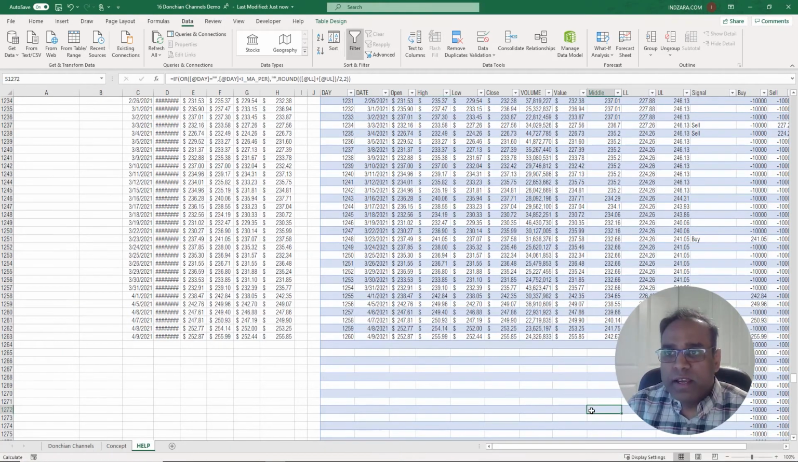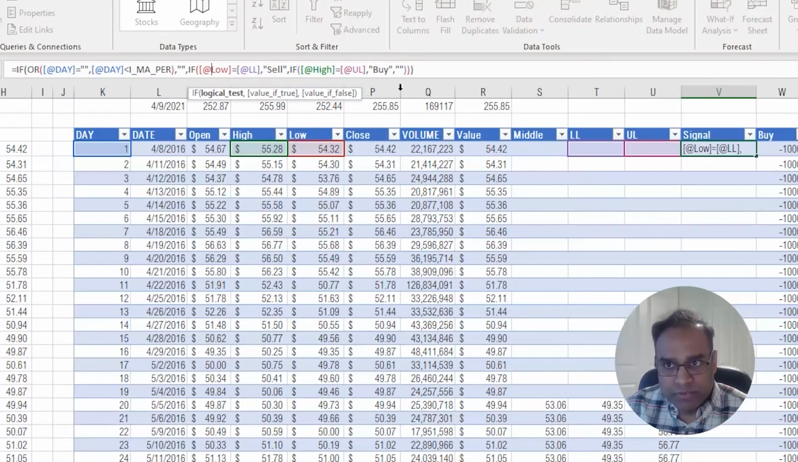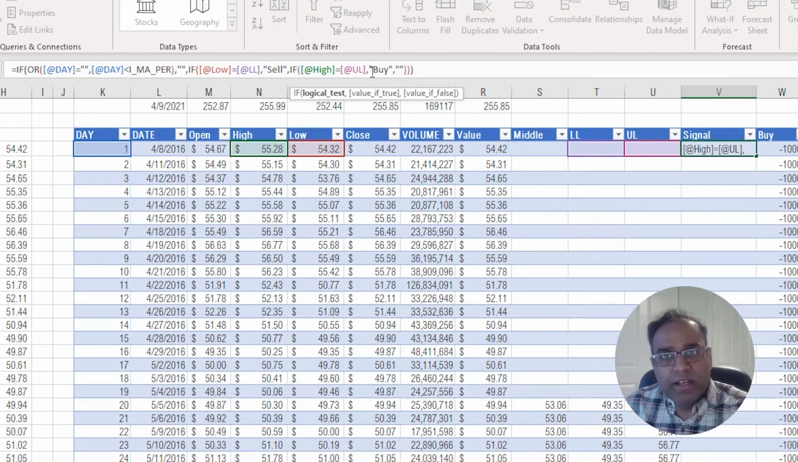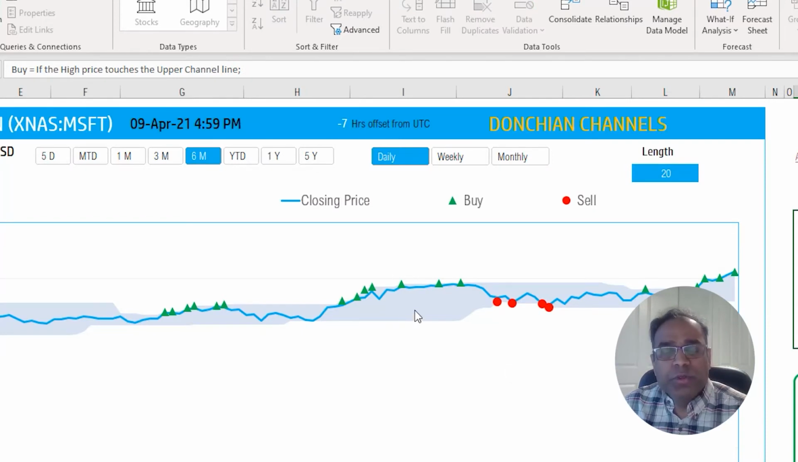This is where I have all the formulas for the signals. The signal is in column V. As you can see here, if the low value for the day equals the lower channel line, then sell. If the high value equals the upper channel line, then buy. If you want to change this criteria, you can just change this specific IF function formula, and you're good. Then the signal will automatically update. And when you go back to the chart, you will see the signals update accordingly. So that's how you can change it.